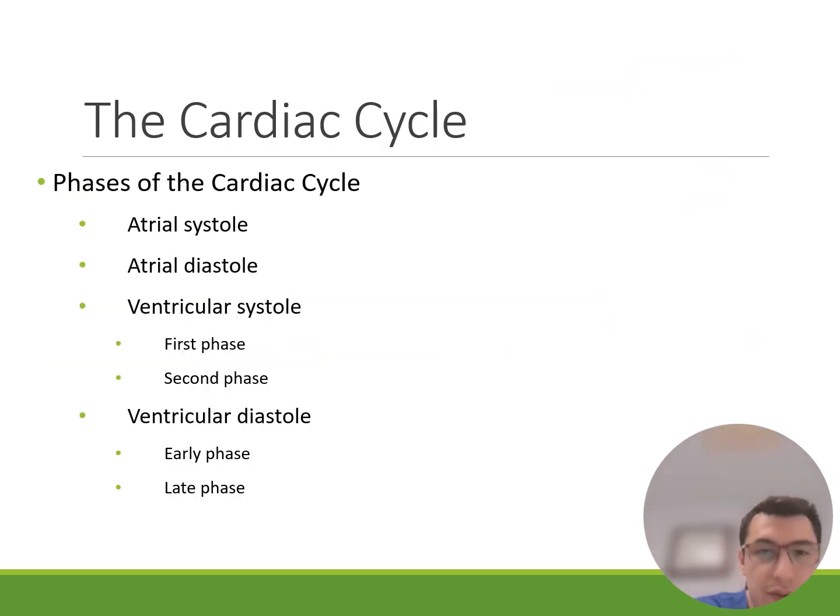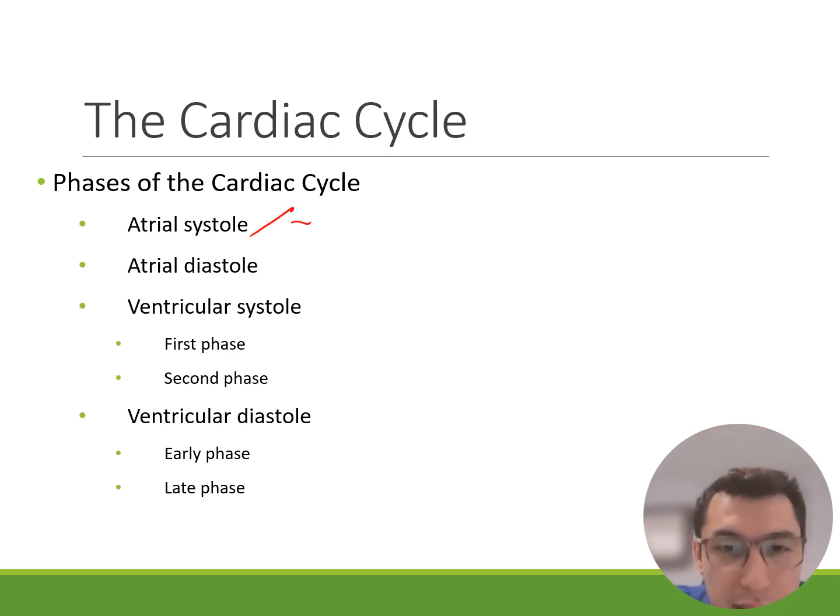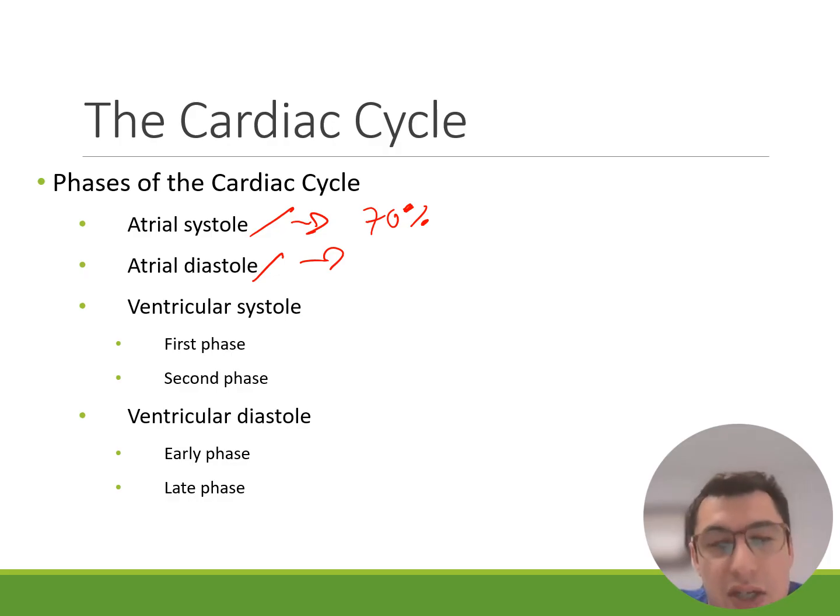Okay, let's review the cardiac cycle. During atrial systole, we have contraction of the atria to fill the remainder of space in that ventricle that has already been passively filled by about 70% through ventricular diastole. Atrial diastole lasts throughout the rest of the cycle and it starts once atrial systole ends. And it is a long phase.